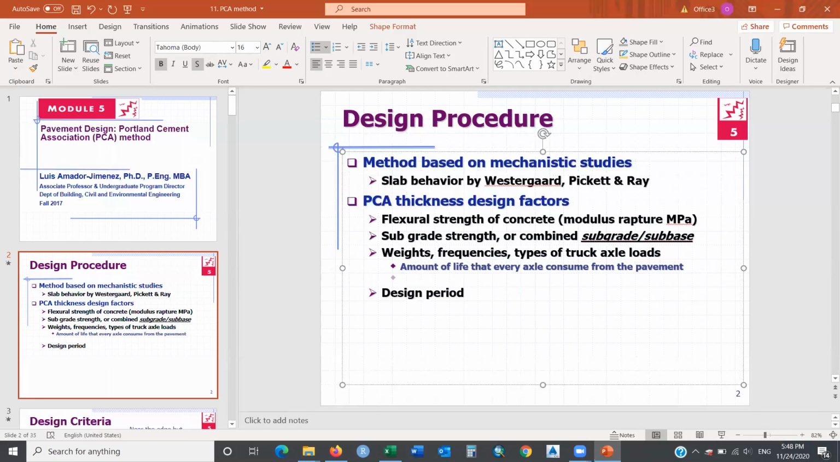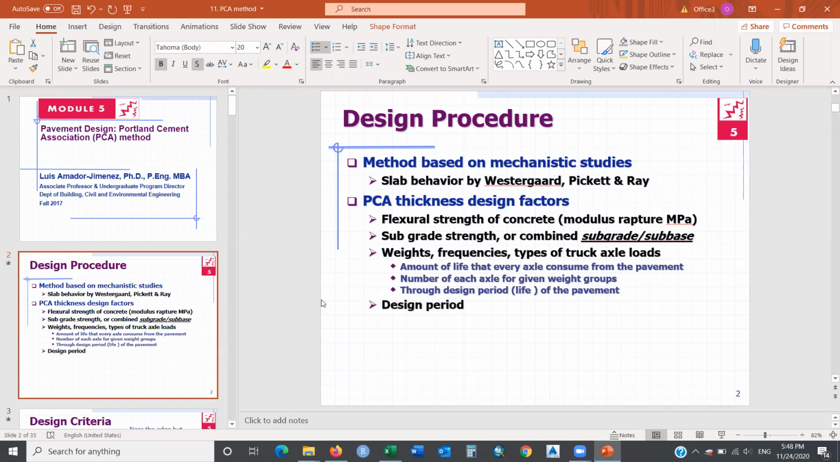And you consider the number of each axle for given weight groups. And this is done through the life or design period of the pavement. Okay? It was here, design period.